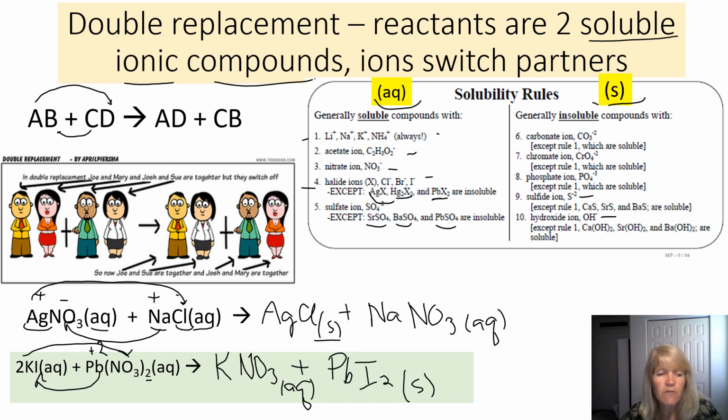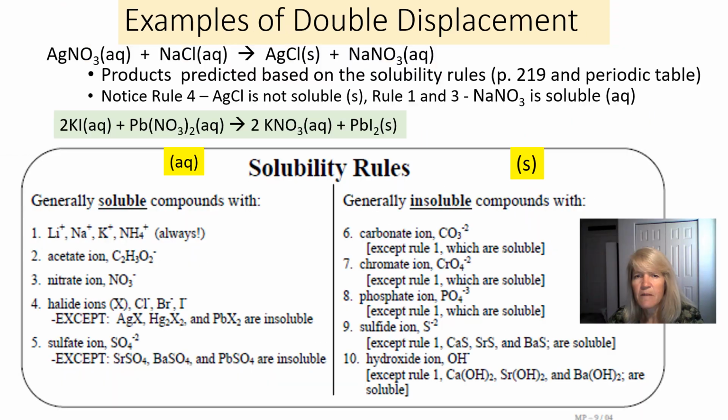There's already a 2 in front of KI, but imagine there wasn't. The reason we need that is we have 2 iodines, so we need 2 there. That gives us 2 potassiums. And then we have 2 nitrates and 1 lead, so that's balanced. Here are those same examples, just written out a little more cleanly so you can see those balanced reactions.